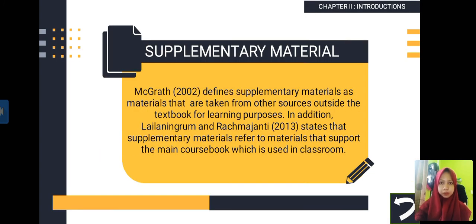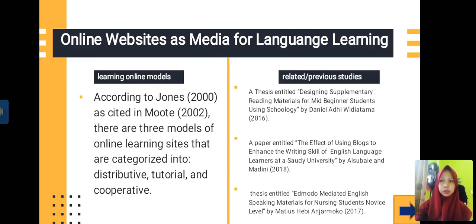Next is supplementary materials. According to McGrath in 2002, supplementary materials are taken from other sources outside of the textbook for learning purposes. In addition, Laila Ningrum and Rahmayanti in 2013 state that supplementary materials refer to materials that support the main course book which is used in classroom. Next is online websites as media for language learning. In this part, there are two parts, learning online models and related or previous studies. First is learning online models.